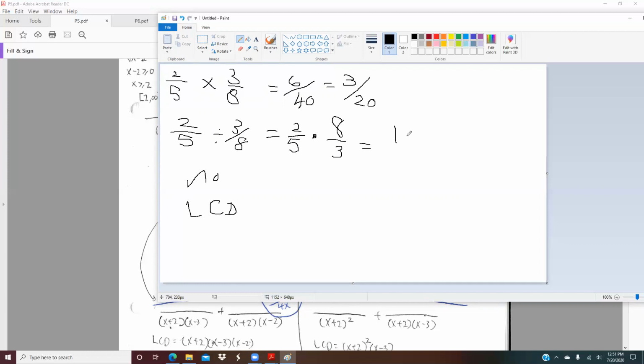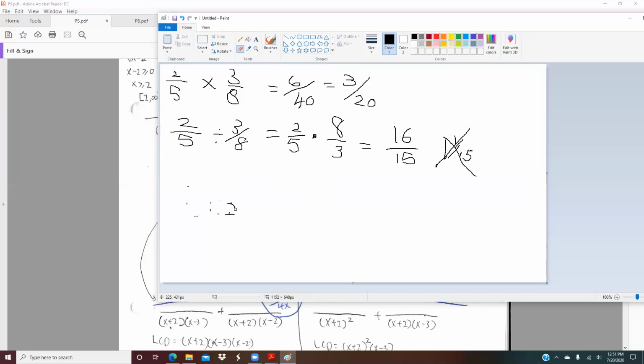2 times 8 is 16, and then 5 times 3 is 15. Leave your answer like this. Don't change it to become 1/15. Don't do this. You can, but it's optional. So don't make your life difficult. Okay. So no LCD in this case. So you guys okay here so far? Okay. So this is multiply and divide.